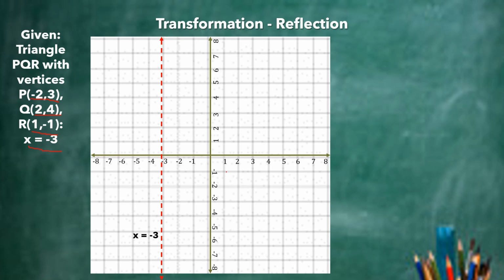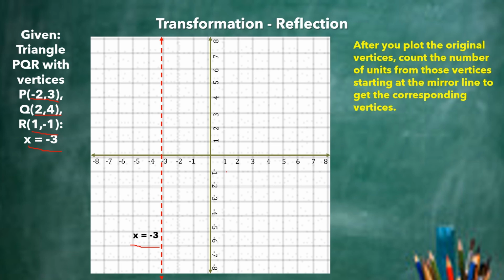So here's my mirror line. As you can see, x equals a negative 3. I find my -3. I drew a line all the way up. There's no other value for x in this particular mirror line except a -3.